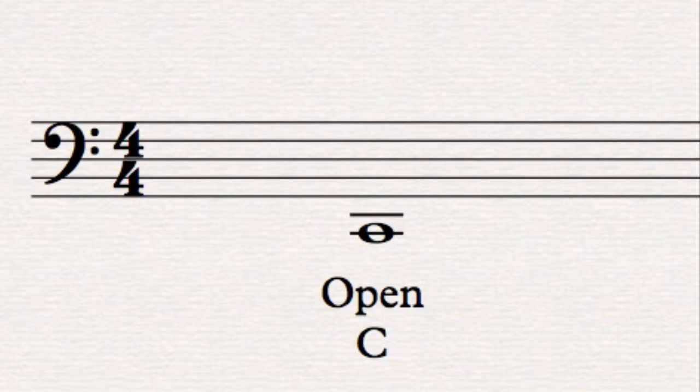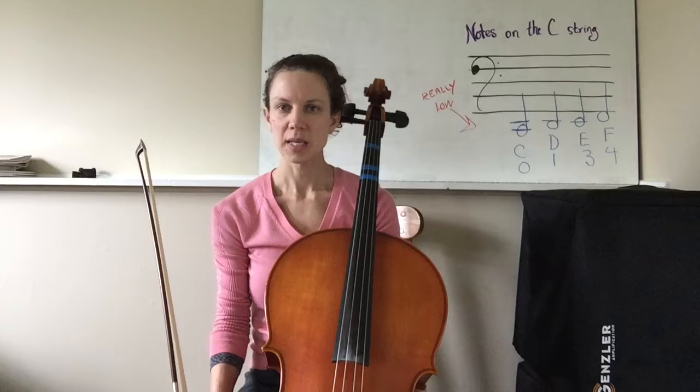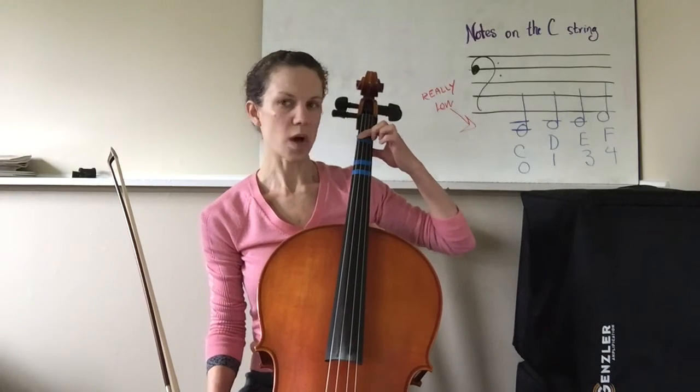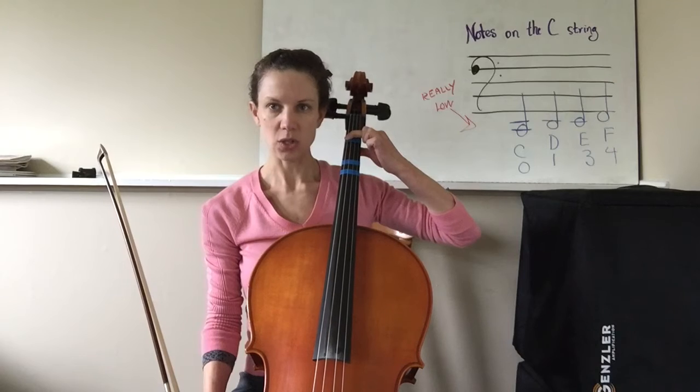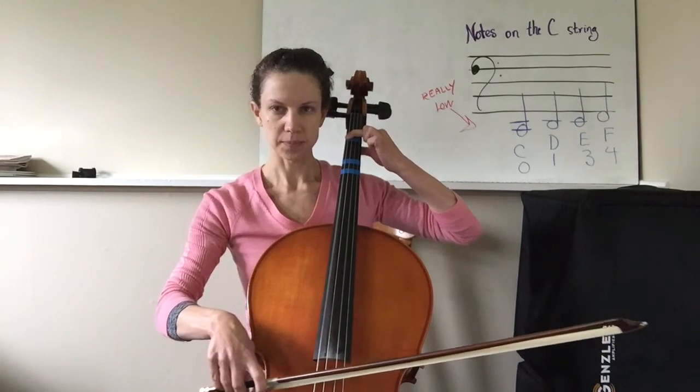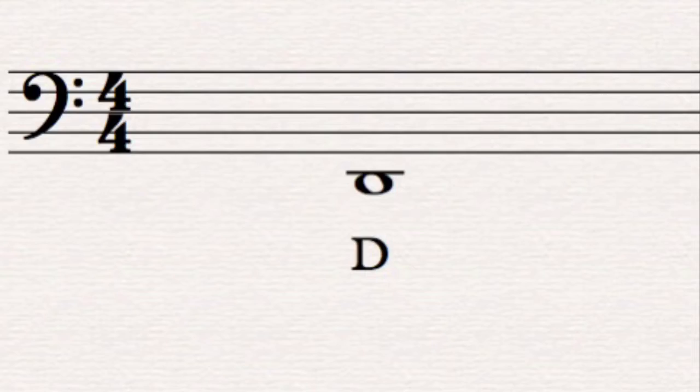And when we look at C on the music staff, we can see that there are 2 ledger lines, and the C, the note goes around the bottom. The next note that we have is 1 finger down on the C string, and this is called D. When we look at the note on the music staff, you can see there's only 1 ledger line, and the D sits right below it.